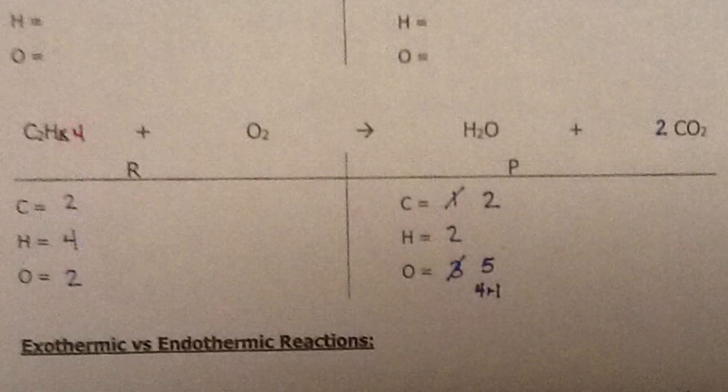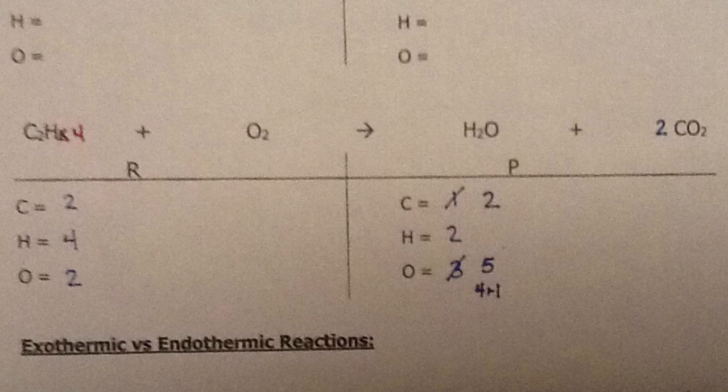We're going to start from the top of our element list here, so we're going to start with carbon and try and balance our equation. We have 2 carbons on the left-hand side on our reactants, and I have 1 carbon on the product side. We're going to find the least common multiple of carbon between 1 and 2. That's going to be 2.